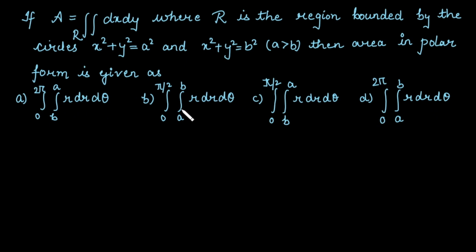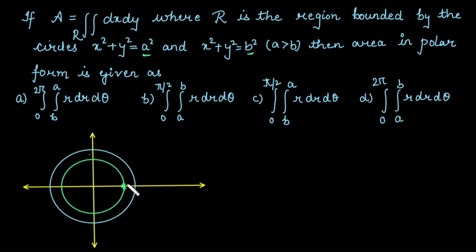We need to judge the limit for r and theta. सर्कल क्या है? With radius a, center at the origin. This is the radius b, center at the origin. Where a is greater than b means the outer circle with radius a and the inner circle with radius b. So here I have taken two circles. Its radius is b, whereas for the outer one the radius is a.